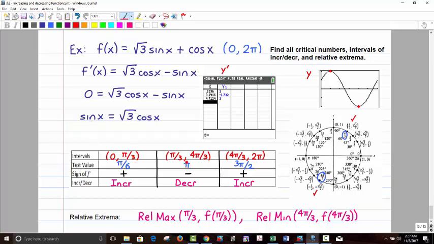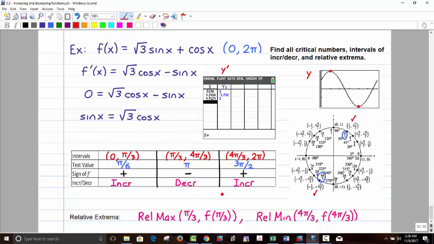So I go 0 to pi over 3, pi over 3 to 4 pi over 3, 4 pi over 3 to 2 pi. Now, unlike the earlier trig problem where I was kind of using whole number radians, like 2, 4, and 6, I kind of went back to a more traditional method and picked values that were off the unit circle. So pi over 6 here, between pi over 3 and 4 pi over 3, I went with pi. And then between 4 pi over 3 and 2 pi, I picked 3 pi over 2. And when you put them in a calculator, of course, they'll just change over to decimal. But you get positive, negative, positive. So there we go, positive, negative, positive. That means we have increase, decrease, increase.